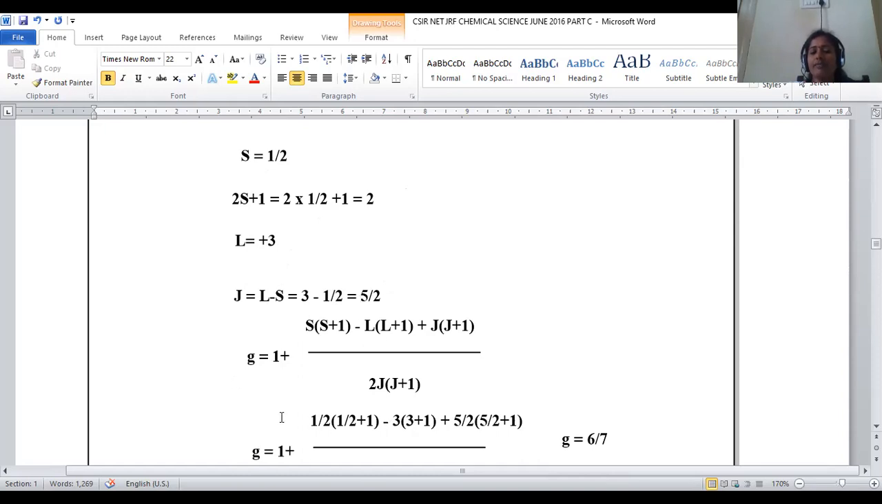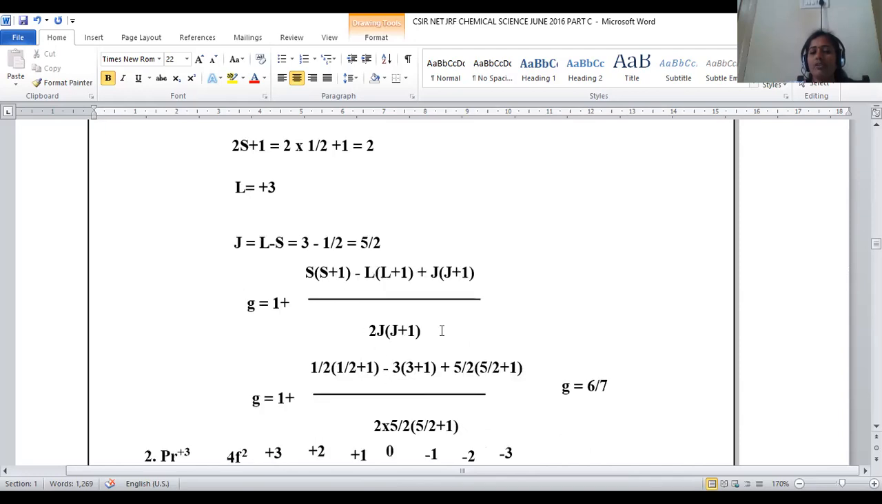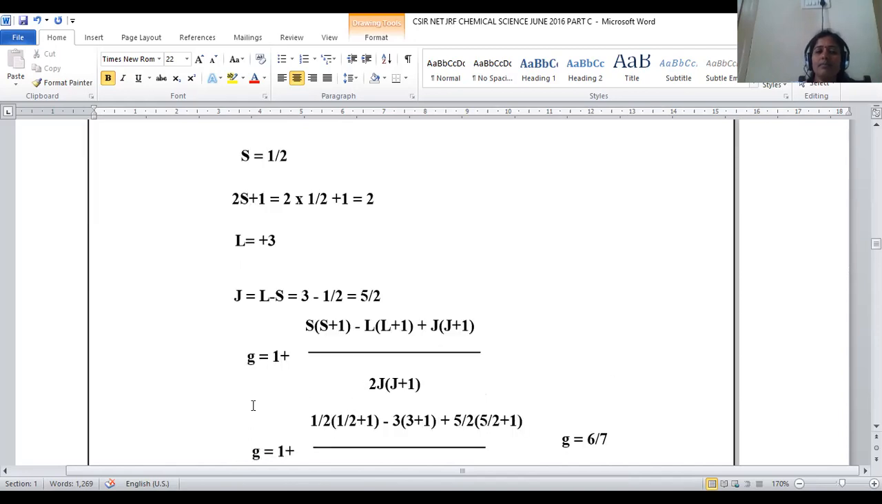Then let us substitute in the G factor: 1 plus S is 1/2, 1/2 plus 1, minus L is 3, 3 plus 1, plus J is 5/2 into 5/2 plus 1 by 2J into J plus 1, that is 2 into 5/2 into 5/2 plus 1. If we substitute all the values and go for the calculation, we can apply Bodemar's formula here, and the G value is predicted as 6/7 for cerium plus 3.